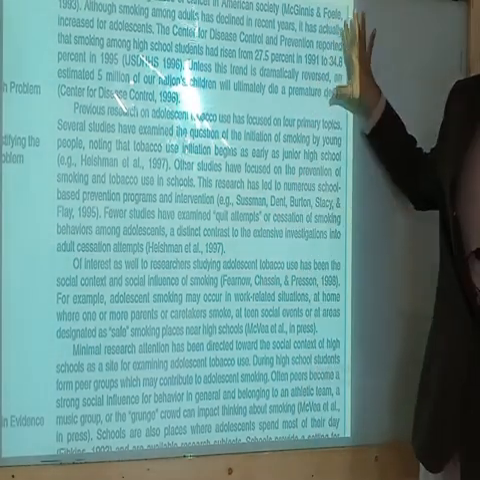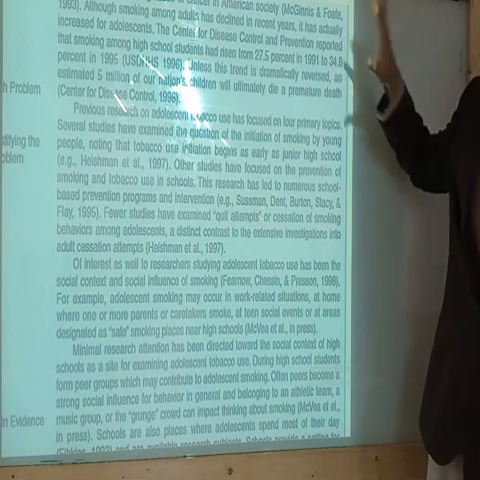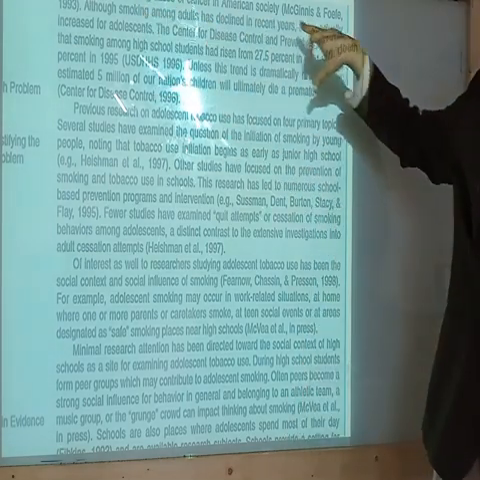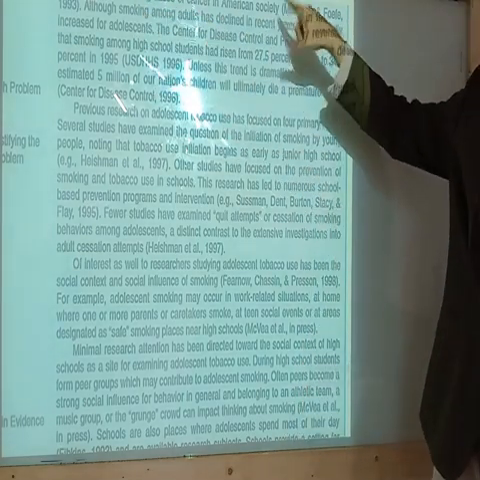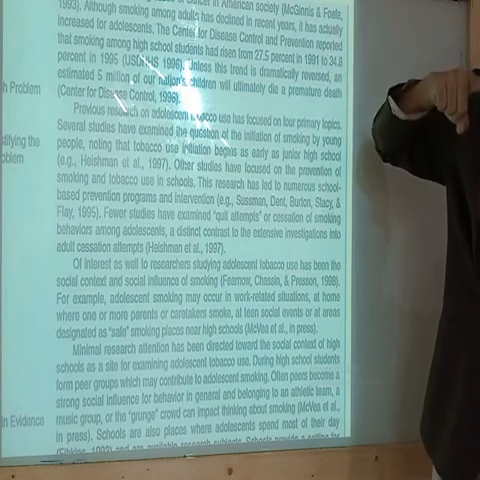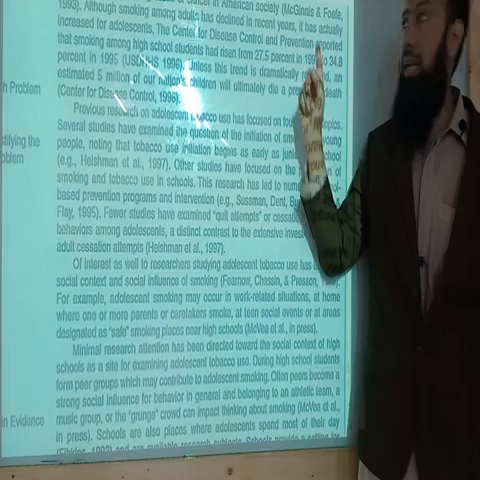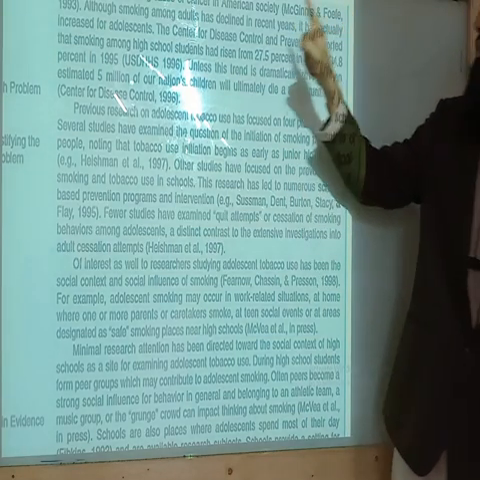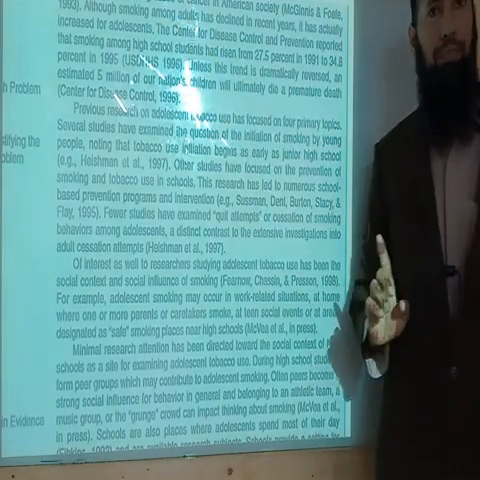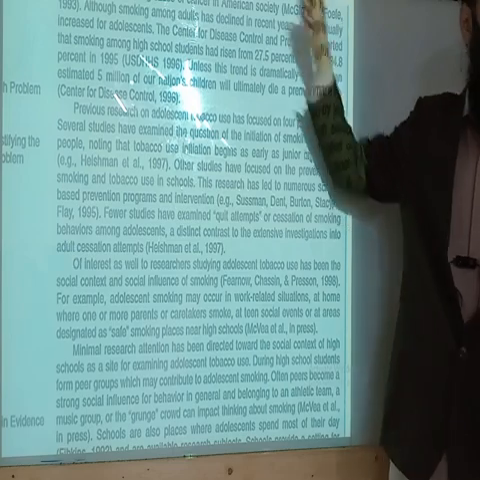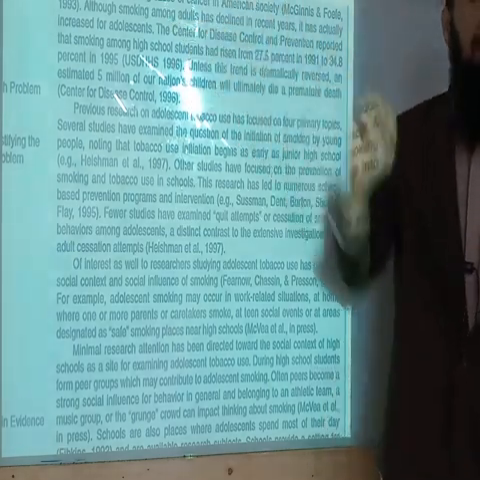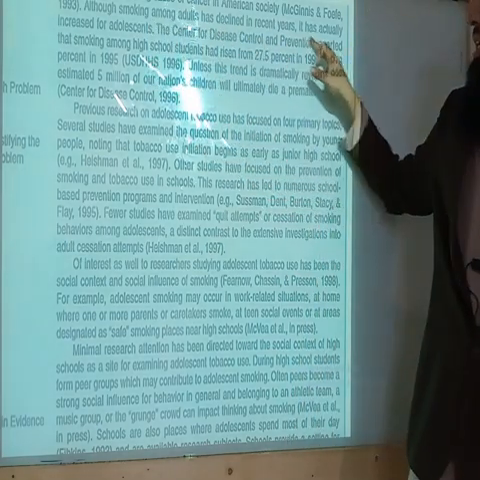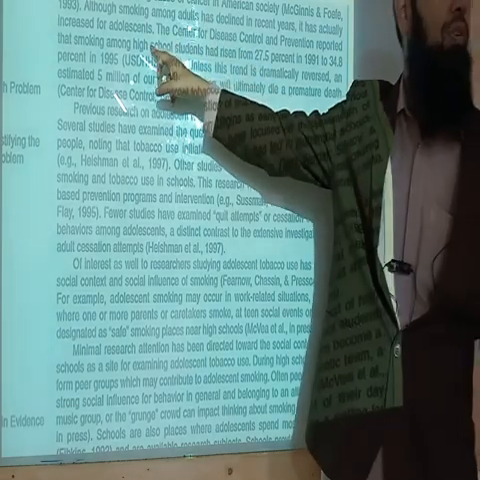So very interesting research. This is the problem statement which we are about to read. Tobacco use is a leading cause of cancer in American society. And this sentence is not of a researcher. It is by McGuinness and Fofe, 1993. Both researchers published their research in 1993. Although smoking among adults has declined in recent years, it has actually increased for adolescents.